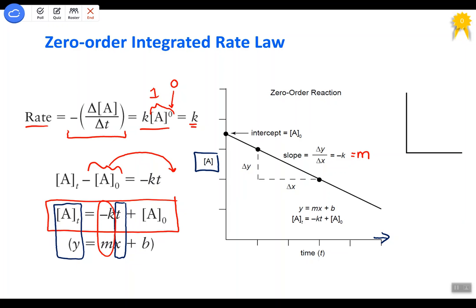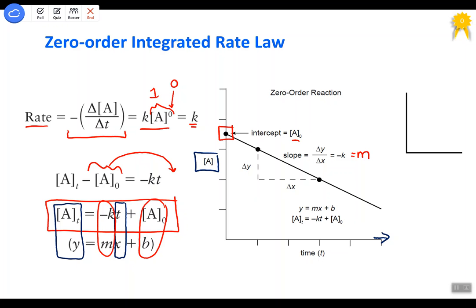We have a negative slope because the concentration of A is going down. But the rate of a reaction is not negative. Specific rate constants are positive. So negative k equals m. So if I have a negative m, that gives me a positive k, because I take the negative of the m that's negative, which gives me a positive k value. I can also see that b, or my y-intercept, is the initial concentration. So this is really valuable because we can read a whole lot of information. We can predict a lot of information as time goes by.